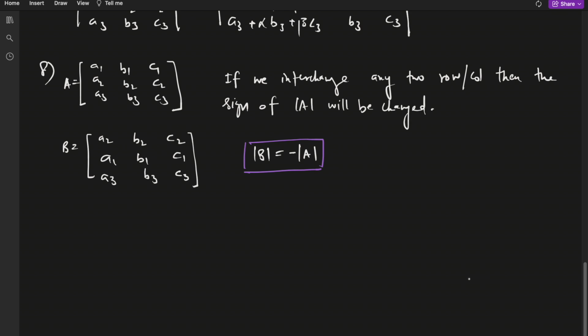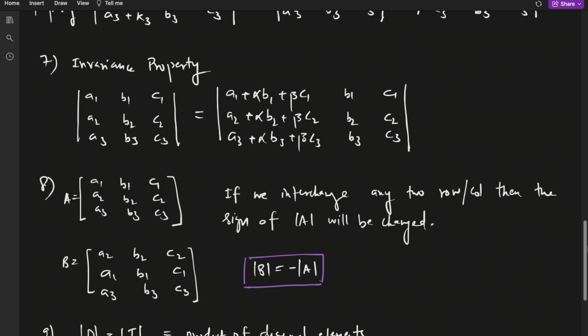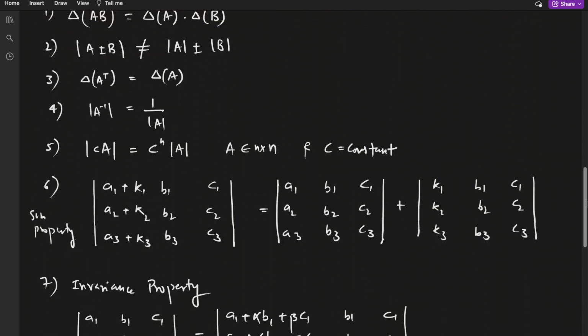One more: the determinant of a diagonal matrix or an upper triangular matrix is nothing but the product of diagonal elements. So it's very easy to calculate the determinant. Also, the determinant of an orthonormal matrix is plus minus 1. We will see what an orthonormal matrix is in later lectures, but I just mentioned this. So these are the 10 important properties of determinant.